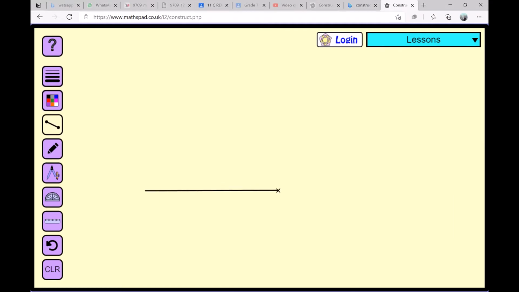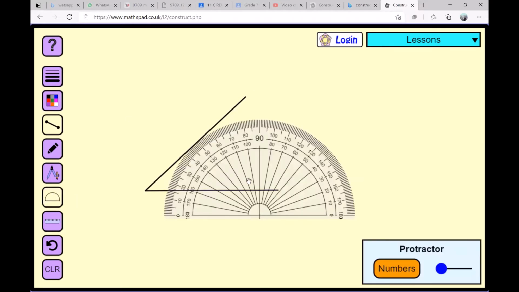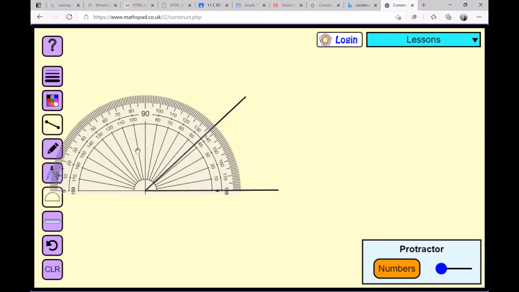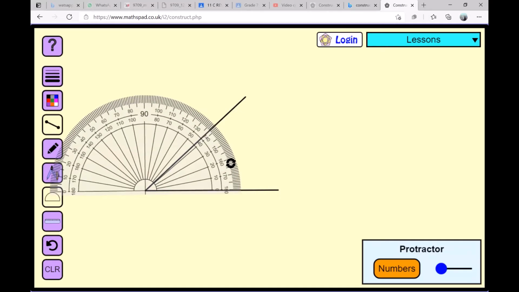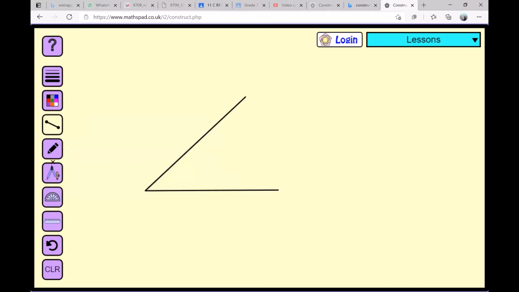I'll draw a line segment. I've drawn an angle. Let's measure the angle first. This is exactly 42 degrees. So I have to divide this 42-degree angle into two parts, two sectors. So I will be bisecting this angle into two.